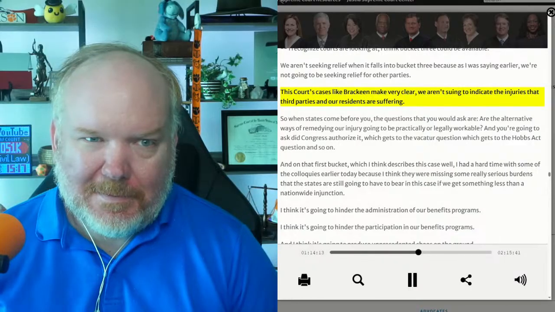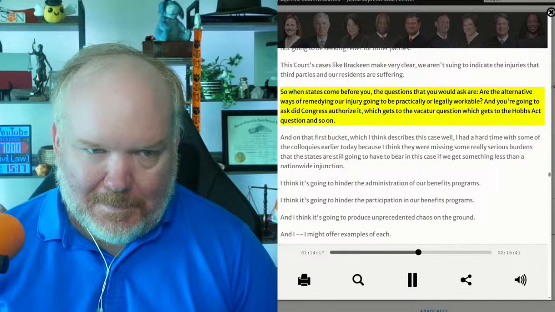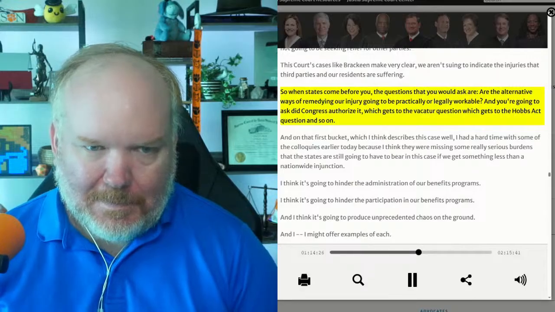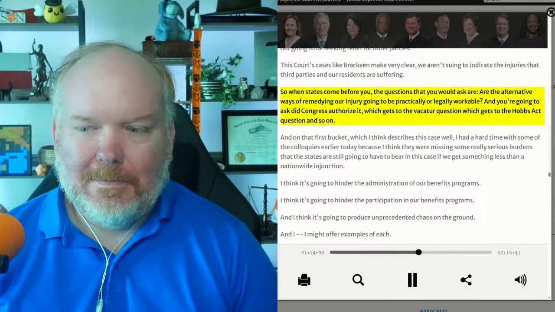Suing to vindicate the injuries that third parties and our residents are suffering. So when states come before you, the questions that you would ask are: are the alternative ways of remedying our injury going to be practically or legally workable? And you're going to ask, did Congress authorize it, which gets to the vacatur question, which gets to the Hobbs Act question, and so on.